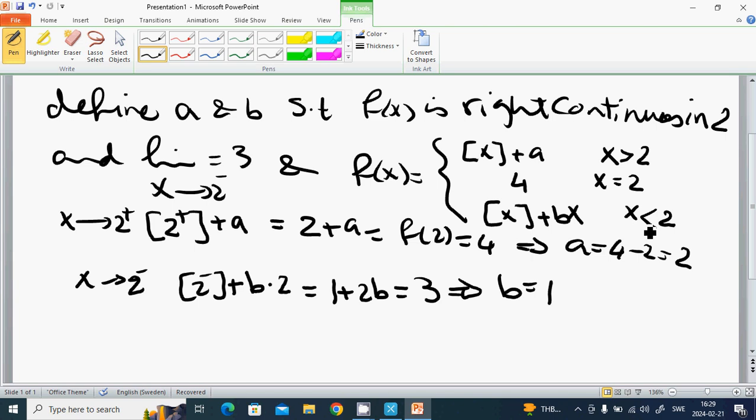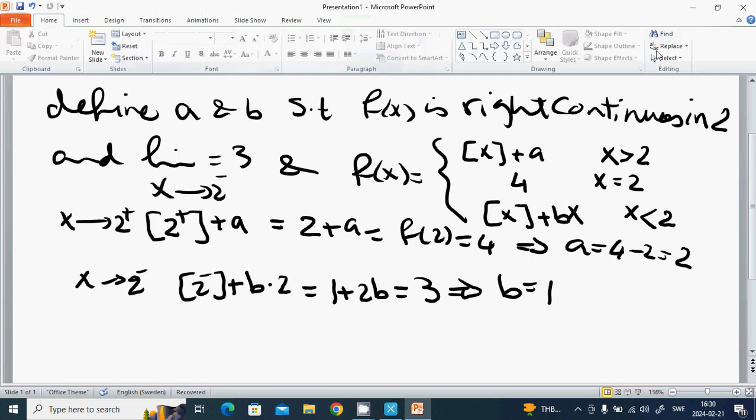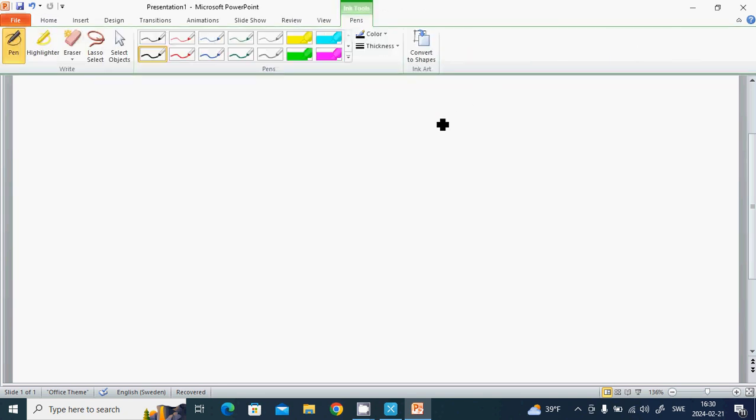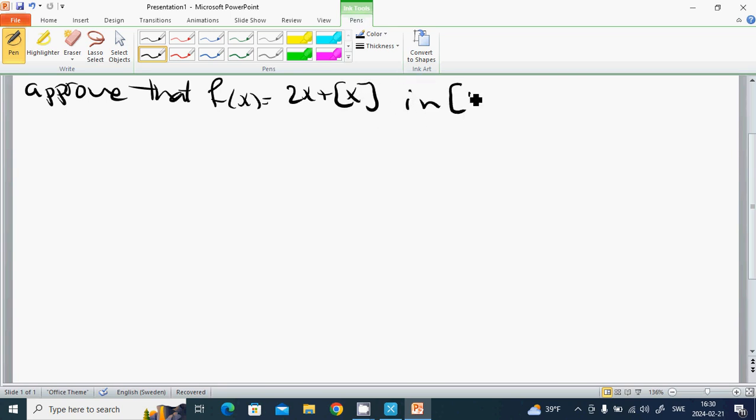Okay, it was interesting. The last example is also interesting, and it is we must prove that f of x equals 2x plus bracket x in 1 and 2 is continuous.